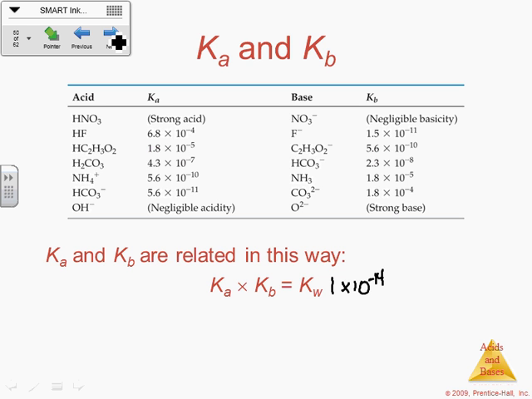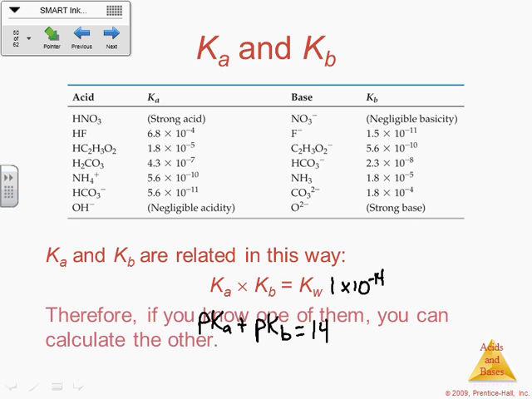Now another relationship that you can have here: pKa plus pKb, because we've already done this before, if you take the negative log of everything here, is going to be equal to 14, right? Okay, so that's another relationship that's kind of nice. So there's all kinds of manipulations you can do with these equations. So therefore, if you know one, you can calculate the other, which again is kind of nice sometimes.